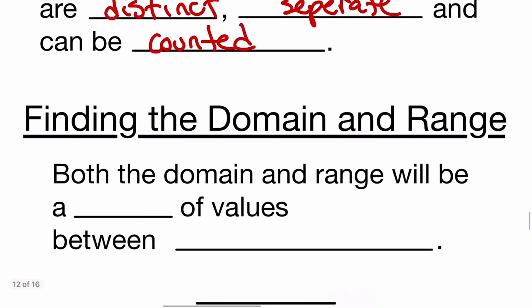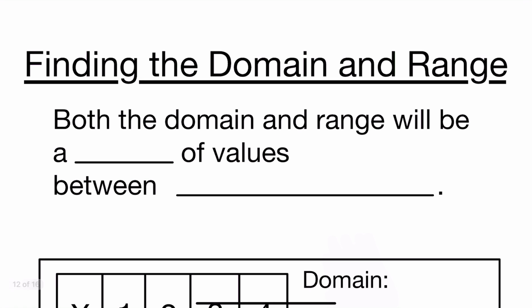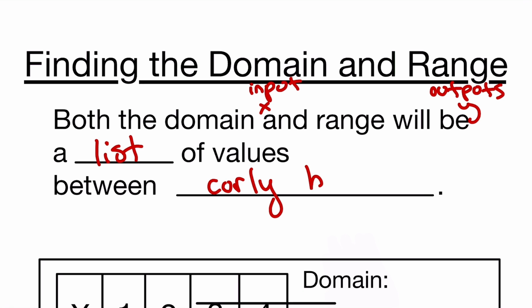Okay. So finding the domain and range. So we talked about this in class, but if you missed it, the domain is basically every input and X value. Our range is all of our outputs and Y values that we can have in our function. So both the domain and range will be a list of values between curly brackets. And by curly brackets, I mean these symbols here. Those are what curly brackets look like, and you'll see them a little bit later too.